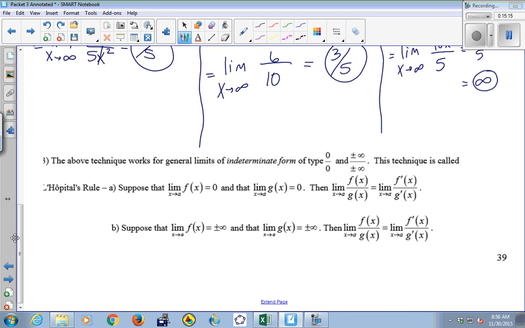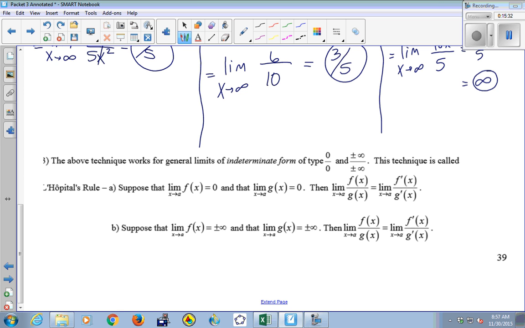All right, so the above technique works for general limits of indeterminate form if it looks like 0 over 0 or infinity over infinity. And it doesn't have to just be positive infinity. You can have negative infinities in there too. So be positive over negative? Yep.